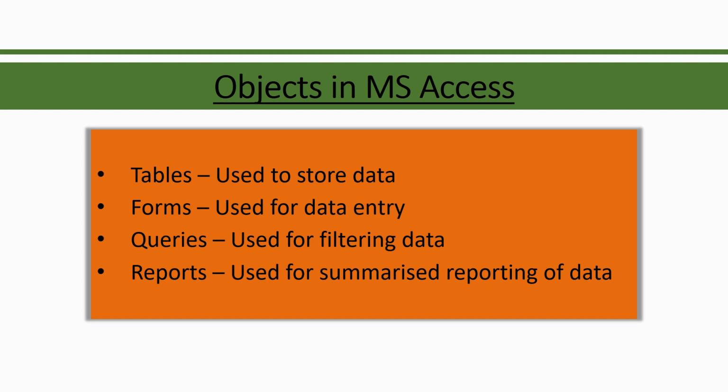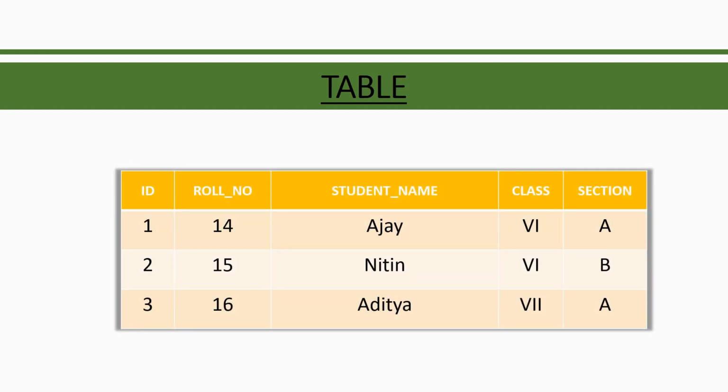Okay, so obviously we are going to understand the table. So a table is something like this. As I said, it is going to have rows and columns. So the first row, now this is 1, 2, 3 and 4 rows, but you're not supposed to count the first one, because the first one is going to hold the field names. Okay, so these are the field names: the ID, roll number, student name, class and section.